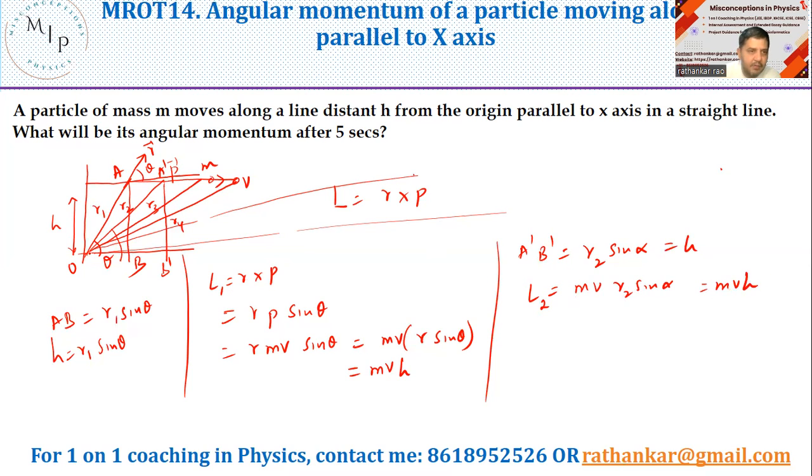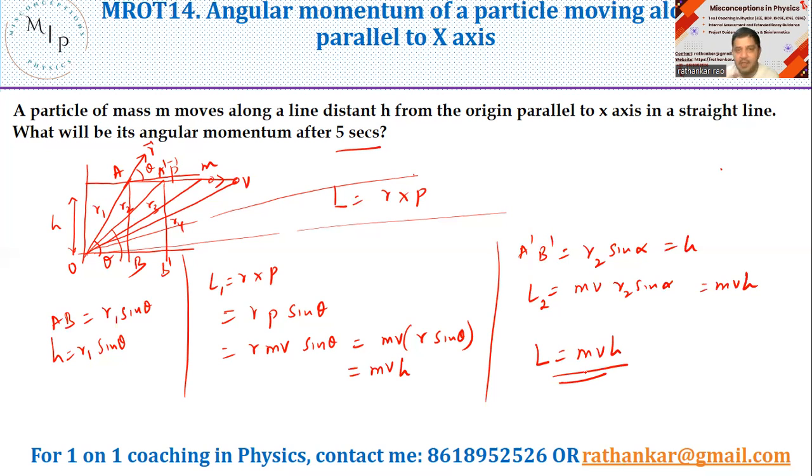See, now when the particle is here, it had an angular momentum L1. When the particle is here, angular momentum L2, but L1 is equal to L2. Now if I extend my argument like this, once again, if I put this as A double dash, B double dash, even then I'll get the same angular momentum, which means the angular momentum at any position, whether it is 5 seconds, 10 seconds, whatever it is, this is always equal to MVH. I hope you got this problem.